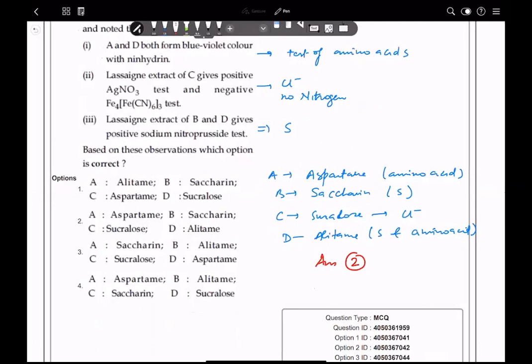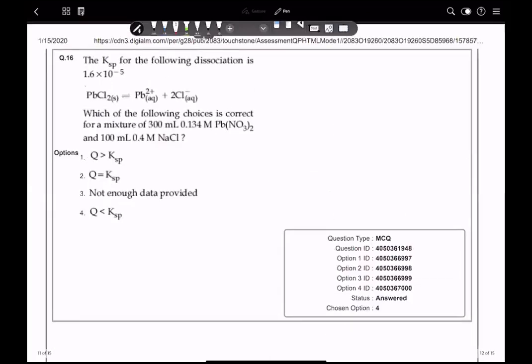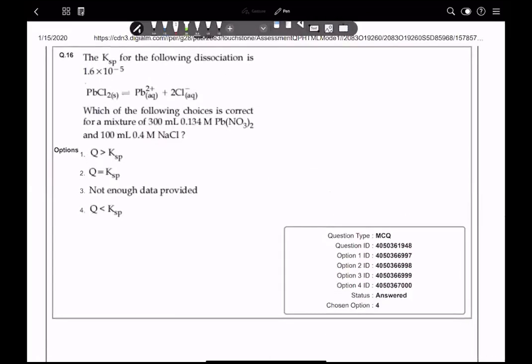Okay. Now the next question. Next question is given: the Ksp of the following dissociation is 1.6 into 10 to the power minus 5. Which of the following choices is correct for the mixture of 300 ml of 0.134 M lead nitrate and 100 ml of 0.4 M NaCl? So first write down the equation in balanced form. When lead nitrate reacts with NaCl, it forms sodium nitrate and lead chloride.